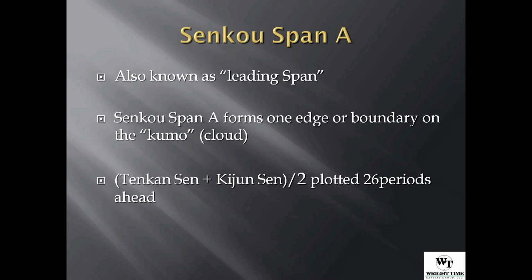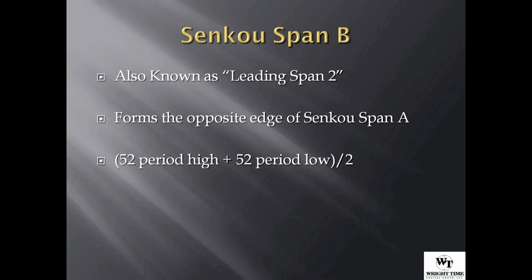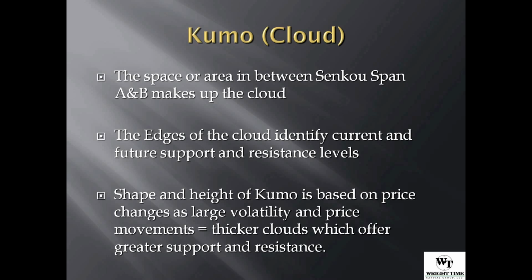Span A is also known as the leading span. This forms one edge or boundary of the cloud, or the Kumo, and it is the Tenkan-sen added to the Kijun divided by 2, plotted 26 periods ahead. Now Span B forms the opposite side of Span A, and the calculation is slightly different. It's the 52-period high plus the 52-period low divided by 2. Now the main event is the Kumo, the cloud, and the space in between Senkou Span A and B makes up the actual cloud. The edges of the cloud identify current and future support and resistance levels.